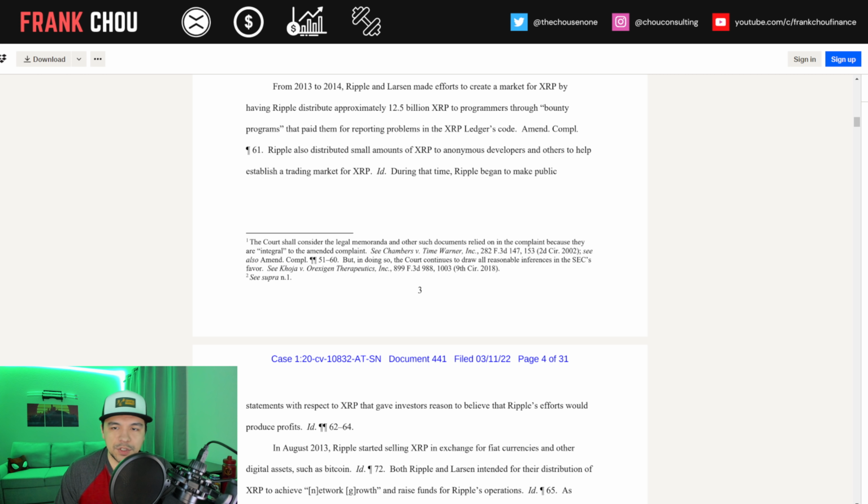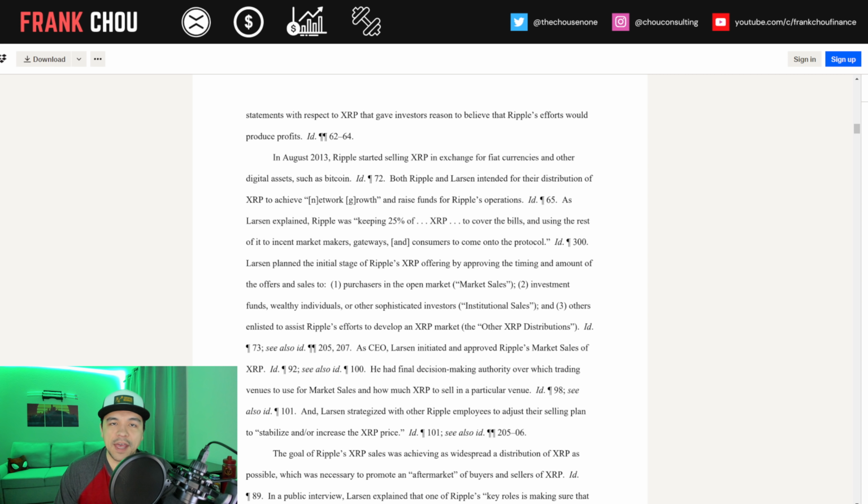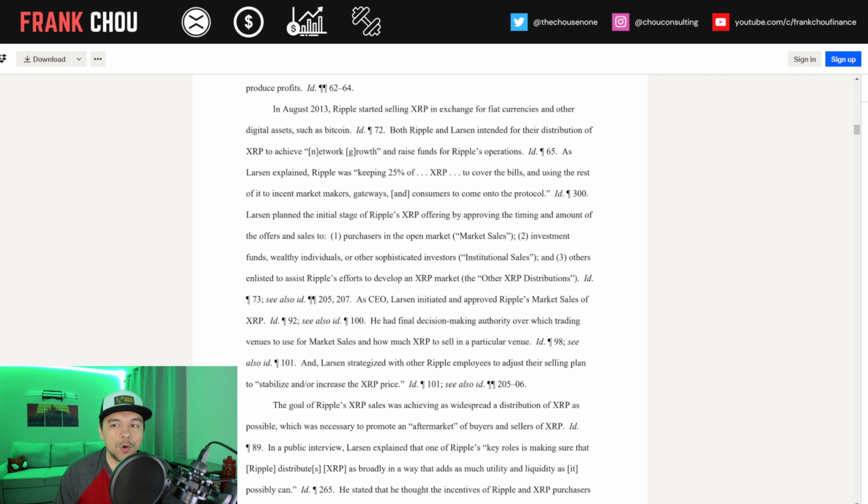From 2013 to 2014, Ripple and Larsen made efforts to create a market for XRP by having Ripple distribute approximately 12.5 billion XRP to programmers through bounty programs that paid them for reporting problems in the XRPL's code. Ripple also distributed small amounts of XRP to anonymous developers and others to help establish a trading market for XRP. During that time, Ripple began to make public statements with respect to XRP that gave investors reason to believe that Ripple's efforts would produce profits. In August 2013, Ripple started selling XRP in exchange for fiat currencies and other digital assets such as Bitcoin.